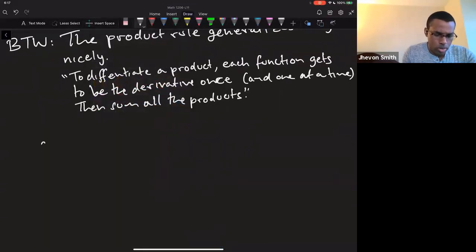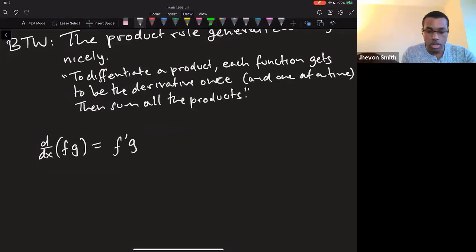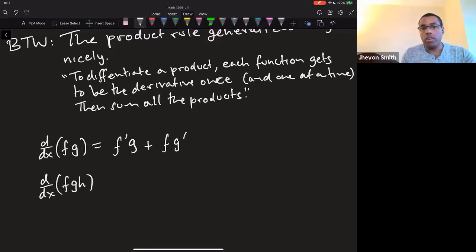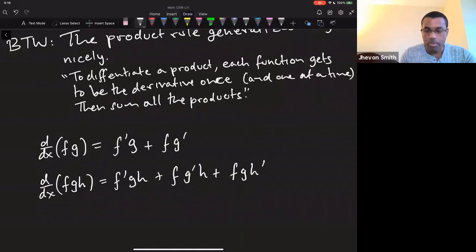So one way you can look at the product rule in the way that I gave it to you is that you have a product of two functions and each function gets to be the derivative once. So in one go, f gets to be the derivative, and in the second go, g gets to be the derivative, and then you add them up. Turns out the same sort of pattern would work with more functions. So if I have 3, your product rule is going to have 3 terms where each function gets to be the derivative once. So the f gets to be the derivative in the first case, the g in the second case, and the h in the third case, right?